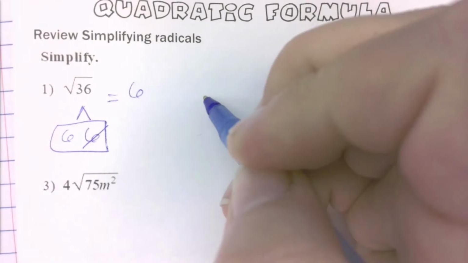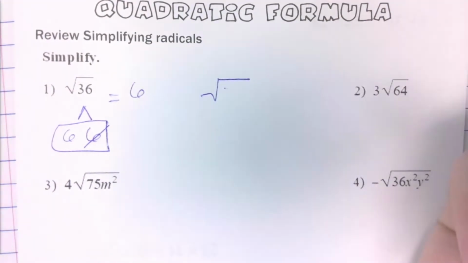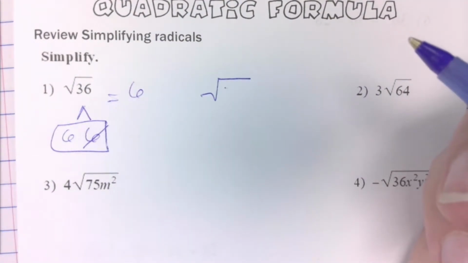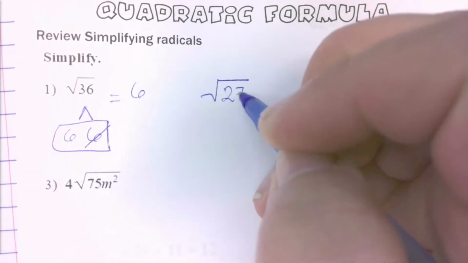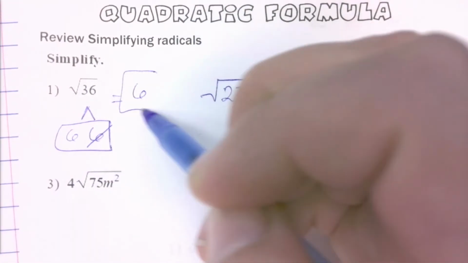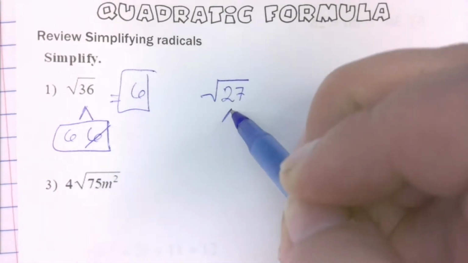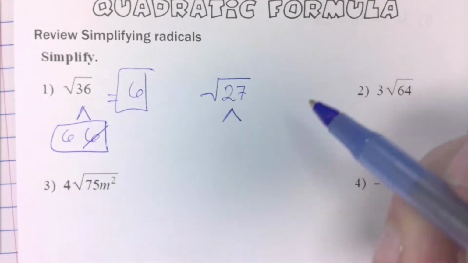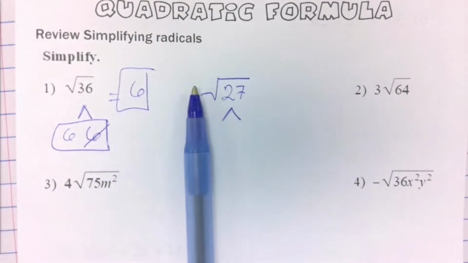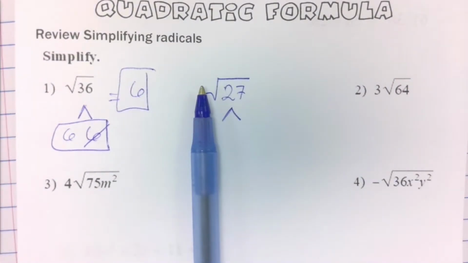Now, what if I had something like the square root of 27? Yeah, you're done. That's the whole problem. This is a review from Algebra 1. Break down 27. Give me any two numbers. 9 and 3.